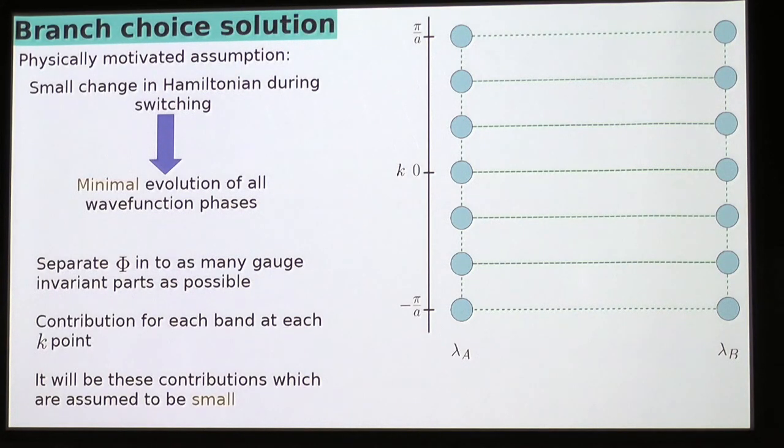And so our physically motivated assumption is going to be that we have some small change in our Hamiltonian, and that's going to lead to some minimal evolution of a number of individual wave function phases in the wave function. So the more information we're using, the more phases we're pulling out of the wave function rather than this total change in formal polarization. So we're going to separate this Berry curvature into as many gauge invariant parts as possible. There's going to be something like a contribution from each K point at each band, or at least a contribution for each band. And it'll be these contributions which we're going to assume remain small.